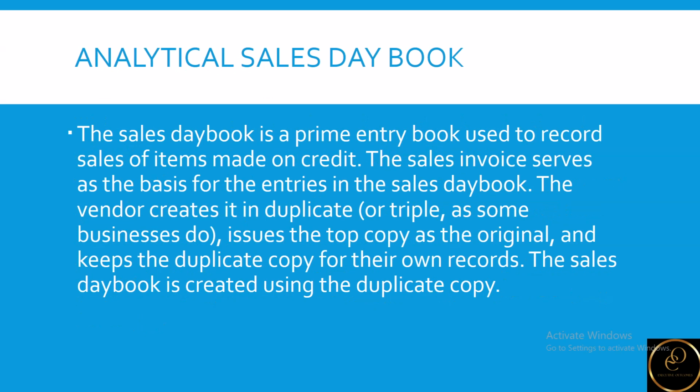Let's start with analytical sales day book. The sales day book or sales journal is a primary entry book used to record sales of items made on credit. The sales invoice serves as the basis for entries in the sales day book. The vendor creates it in duplicate or triplicate, as some businesses do, then issues the top copy as the original and keeps the duplicate copy for their own records. The sales day book is created using the duplicate copy.